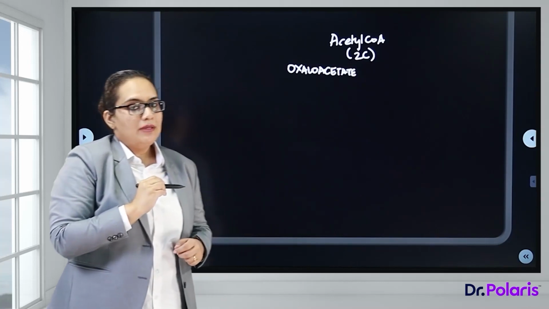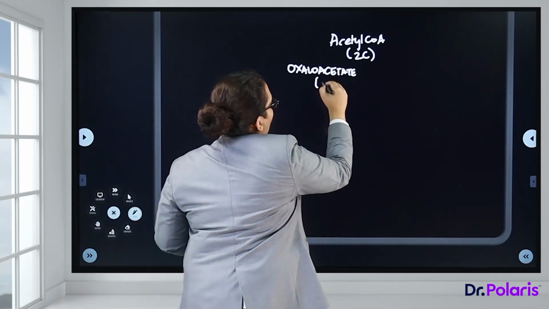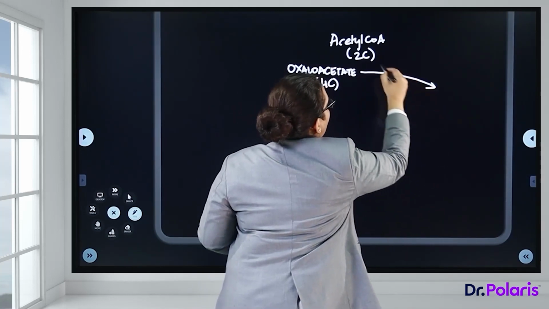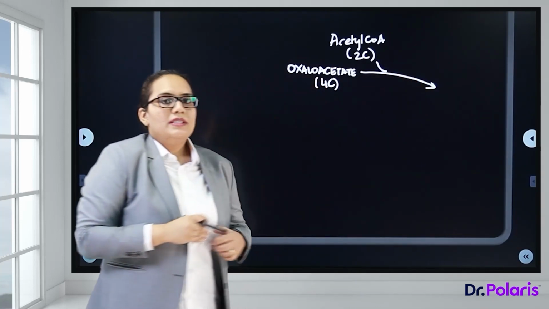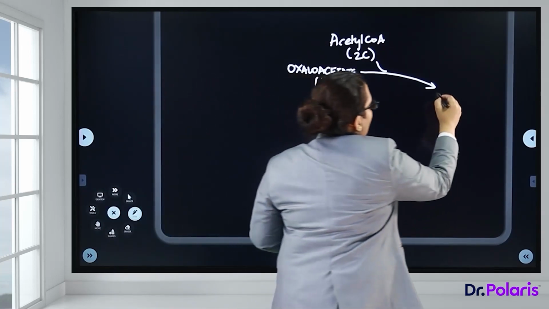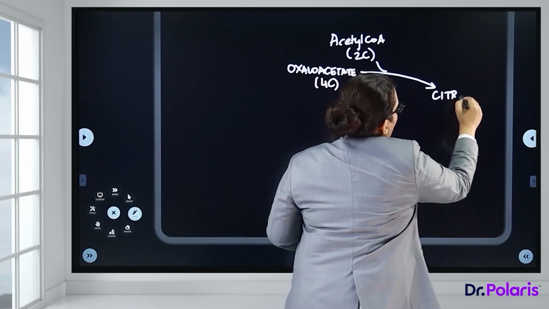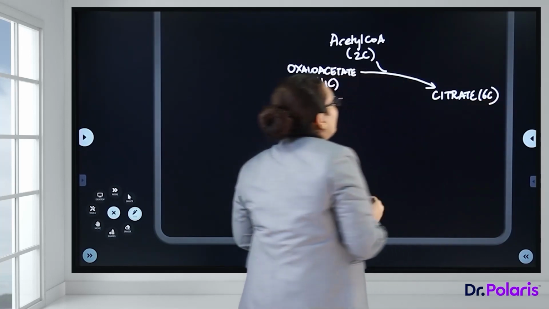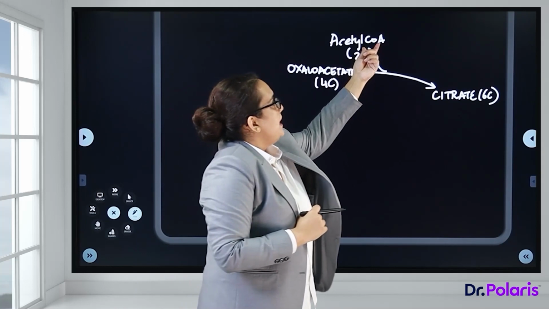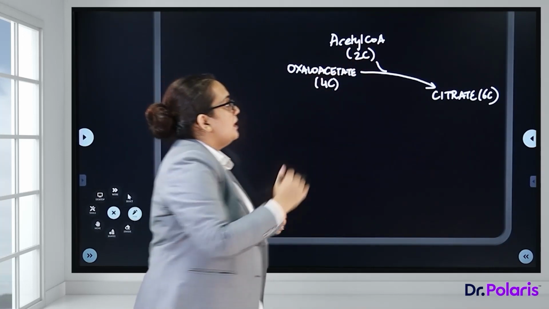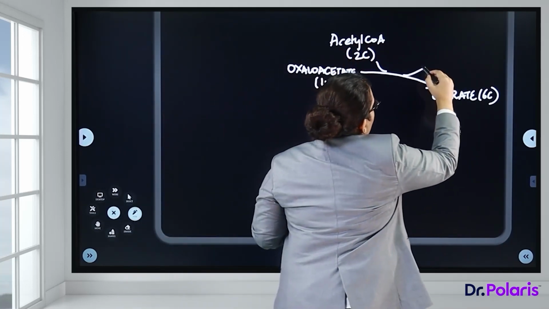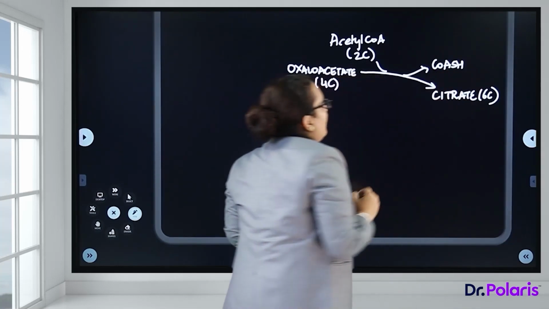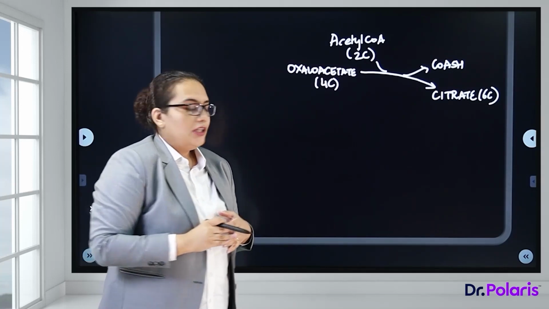Oxaloacetate is a 4-carbon containing compound. Together, these two combine to give you the next intermediate, which is citrate, a 6-carbon containing compound. So now you can see there's a coenzyme A which is attached to the acetyl group. The coenzyme A is released out as active coenzyme A, and during the process a water molecule is required.